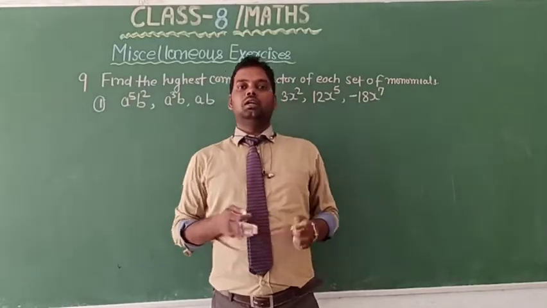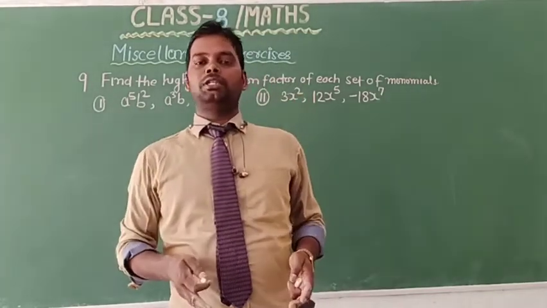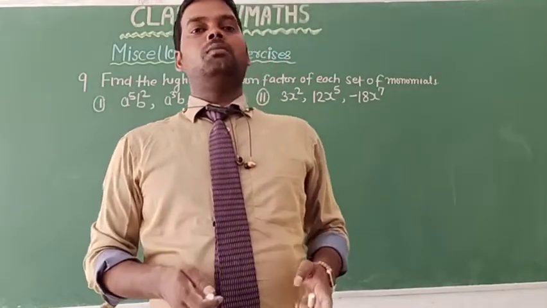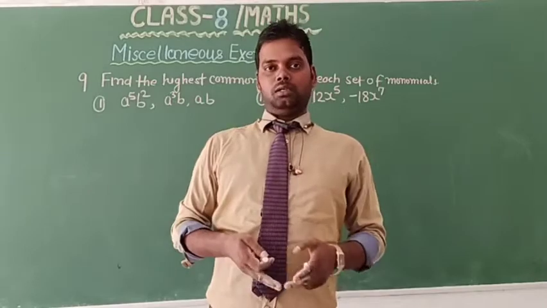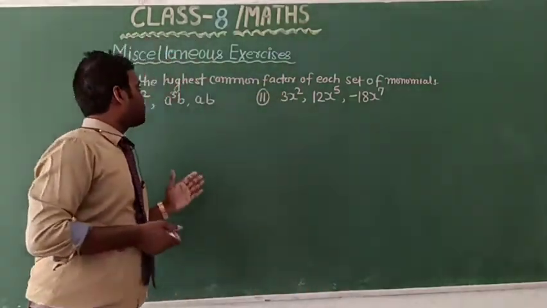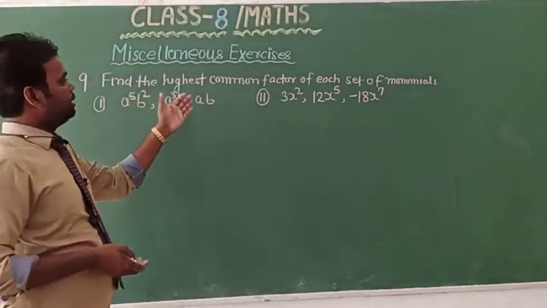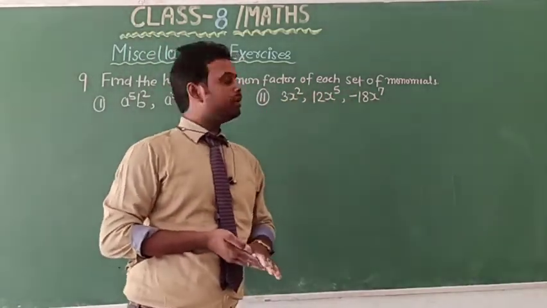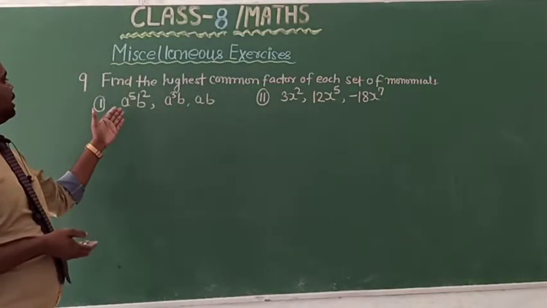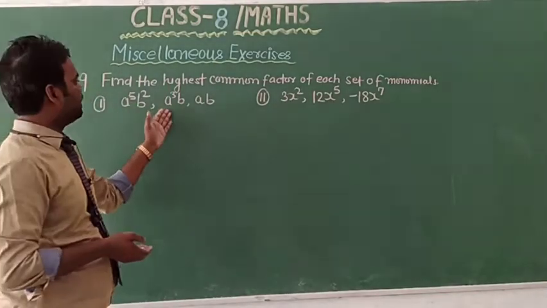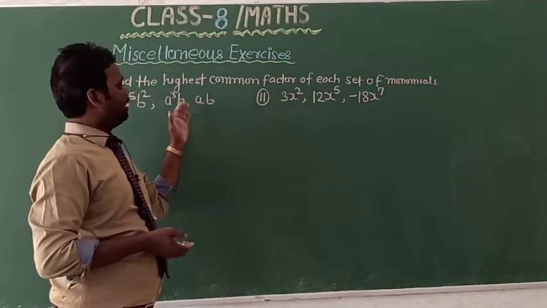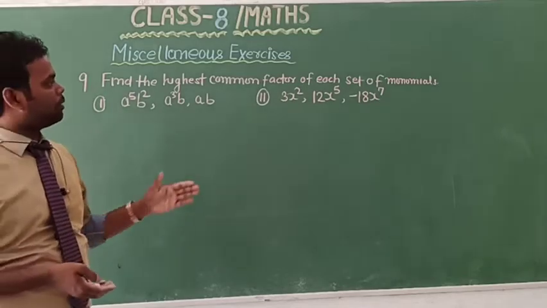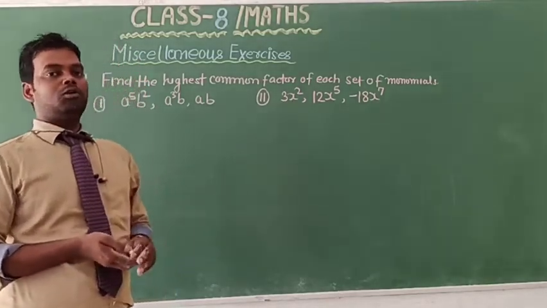Hello student, in this video I will solve the miscellaneous exercise on chapter number 18, from question number 9. Find the highest common factor of each set of monomials. The first part is a to the power 5 b to the power 2, a cube b, and ab. We have to find the highest common factor of these monomials.